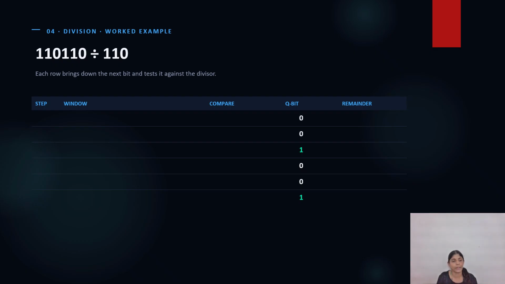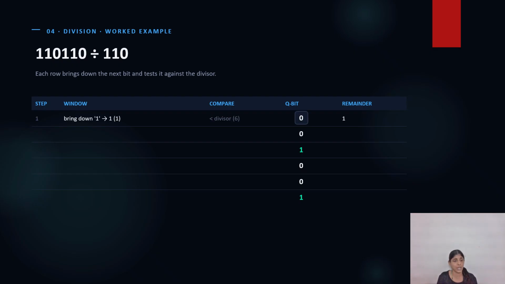Okay. Please check this table. In the table, I have given step. Next one, I have given the window. The third one, comparison. Fourth one, qubit. Qubit is nothing but a quotient bit. And the last one is the remainder. Okay. So each row brings down the next bit and tests again against the divisor.